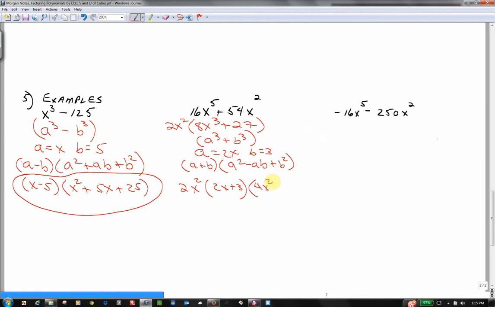minus a times b, okay? A times b would be 6x. And then lastly, it would be plus b squared. B is 3, so I would put a 9 there, and there's my factor. Once again, I can't factor the squared term. Let's go to the last one.